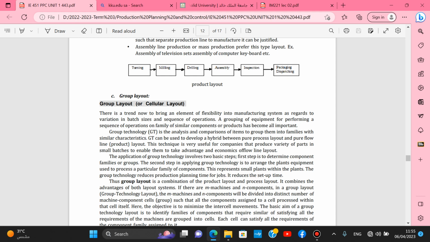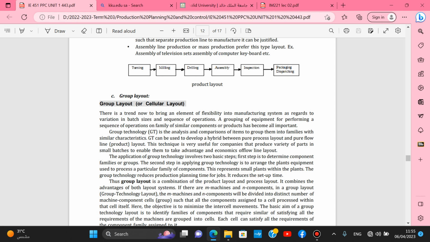ليش؟ لأنه أول شيء بتنقصنا من الموفمنتس between machines وهي تتنظم حسب البرودكت وحسب البروسيس الاثنين. نحاول نقسمه إذن الورشة متاعنا السيلز حسب البرودكت وحسب أيضا البروسيس. So a grouping of equipment for performing a sequence of operations on family of similar components or products has become all important. Group technology is the analysis and comparisons of items to group them into families with similar characteristics. يعني كأنه رح نقسمه البرودكتس الفاميليز with similar characteristics اللي رح نسموهم group technology.